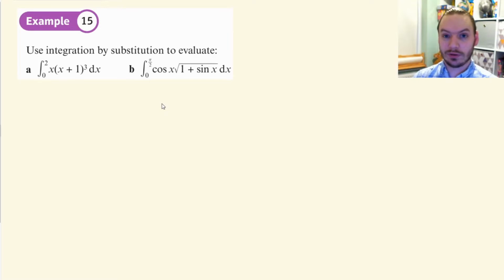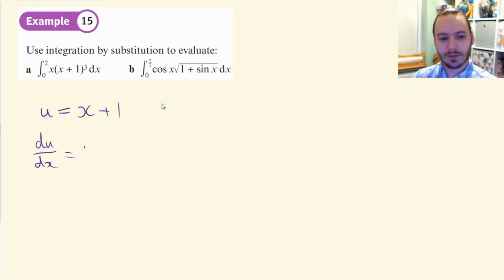So let's have a quick look at these two examples, and we'll talk about what that little extra step is as we go. We're not told the substitutions this time, but they are actually much more straightforward. Then there's no awkwardness here. If we pick inside the brackets u equals x plus 1, then we're going to make some good progress on this one. It would be useful to know what du by dx is, and that's just 1, and that means that du can be replaced with dx.